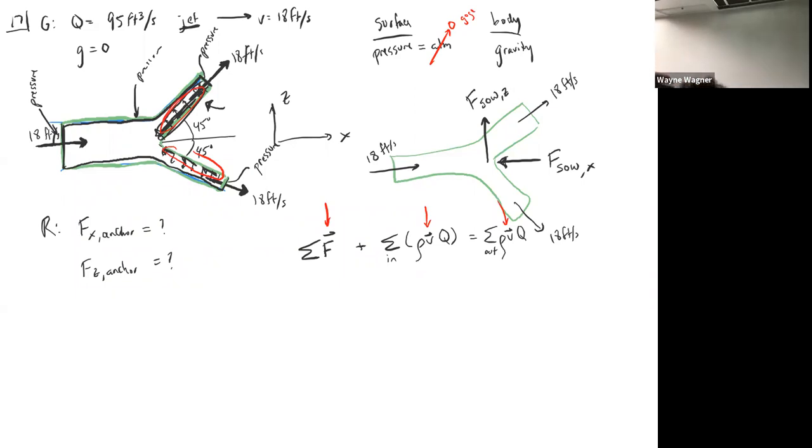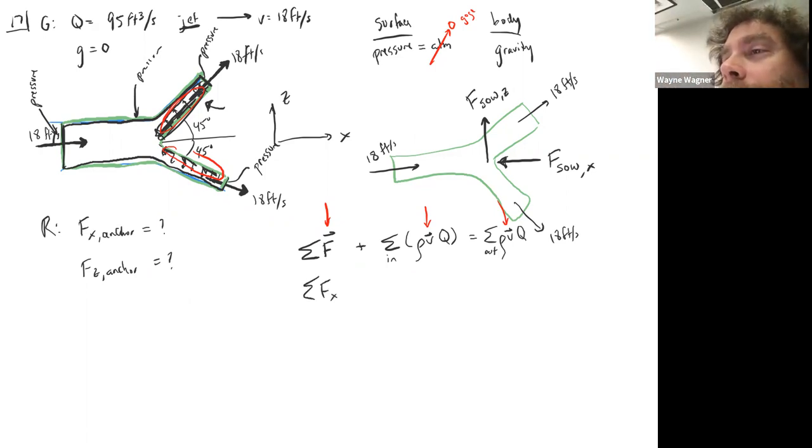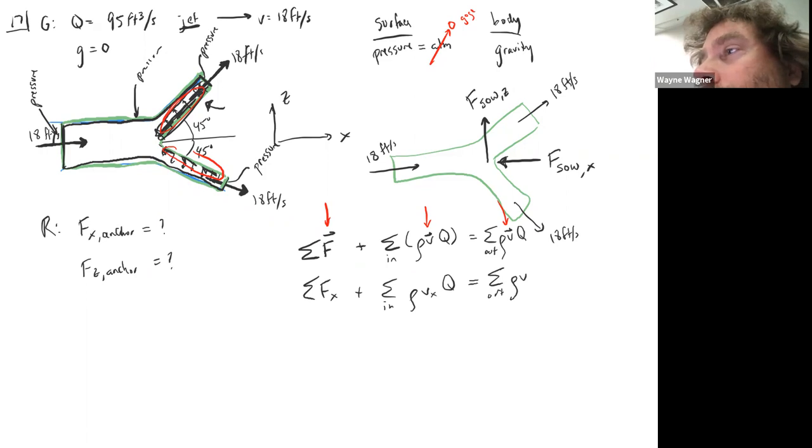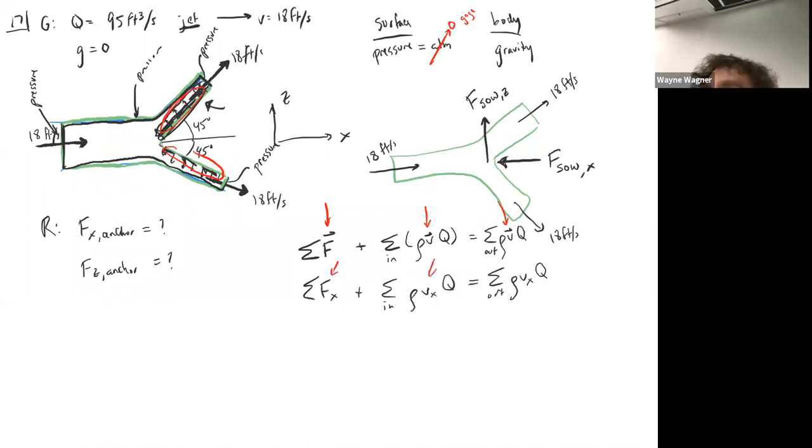So those are the things that we have to make sure of. For example, if I change this and say, okay, well, sum of the forces in the x direction plus the sum in of rho VXQ equals the sum out of rho VXQ. So what I've just done is everywhere there's an arrow, it gets an X. But the key here is that these things have signs, but the Q does not have a sign.